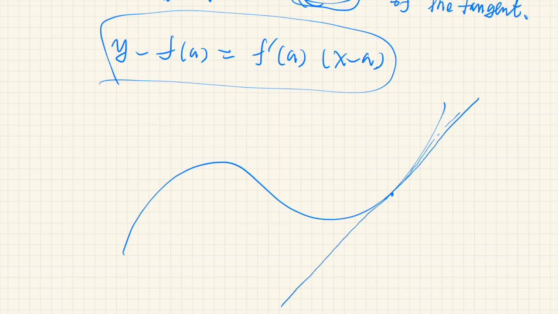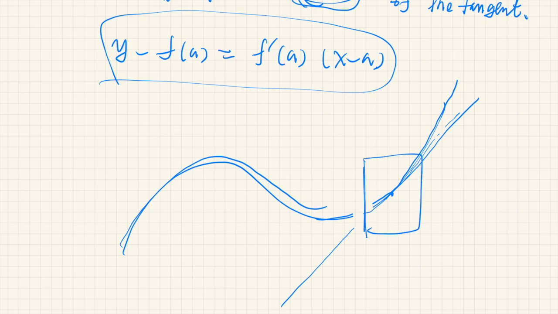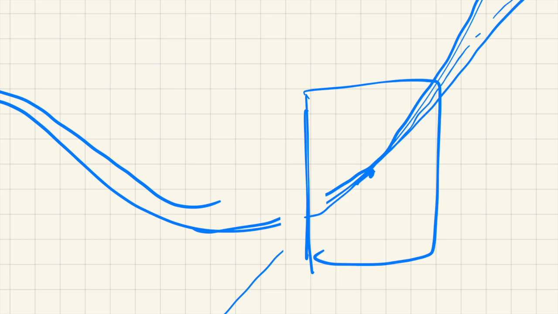Okay. So in general, this function is a nonlinear function. So it's a curved function. But around x equal to a, this is pretty close to this tangent line. So that means we can approximate this function by the tangent line. So this tangent line approximates the function. But the tangent line is, of course, a line, so it's a linear function.